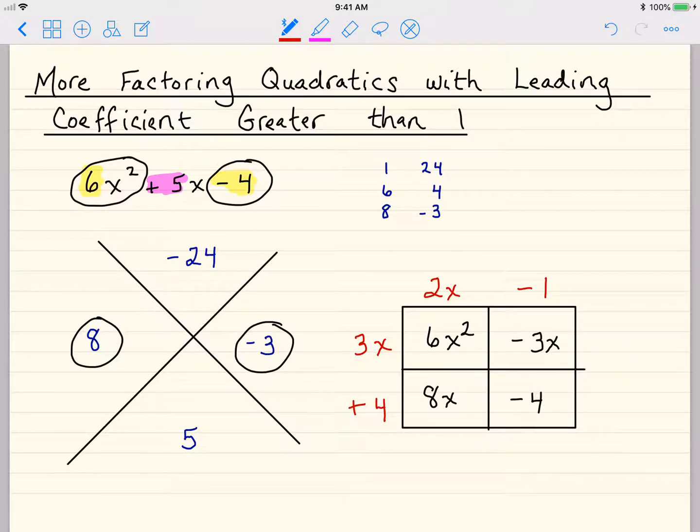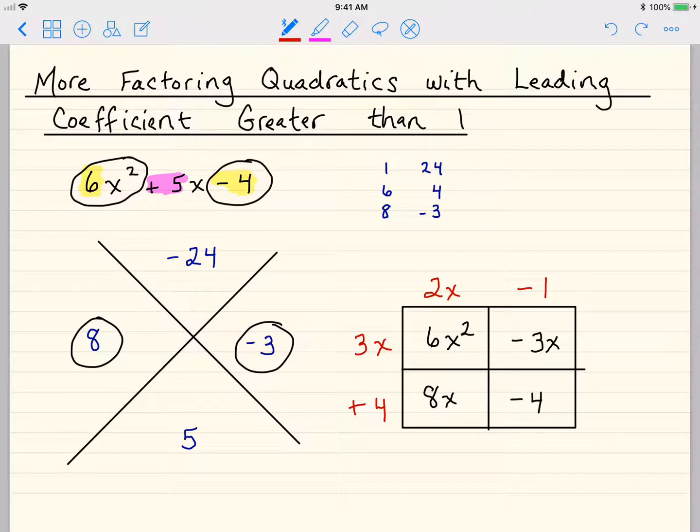And then to double check, we always check that last box and see if I can get -4 by multiplying together this number and this number. +4 times -1 does give me the -4 that is in that last box, so this works perfectly.